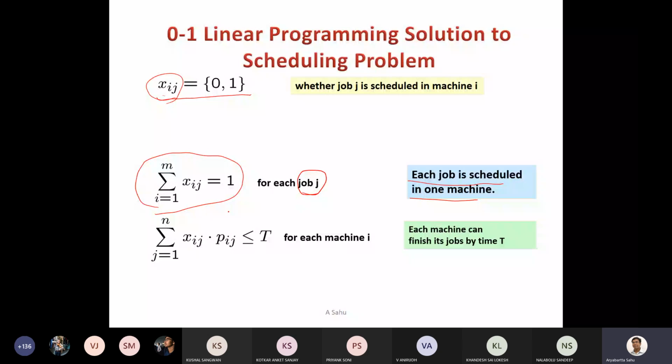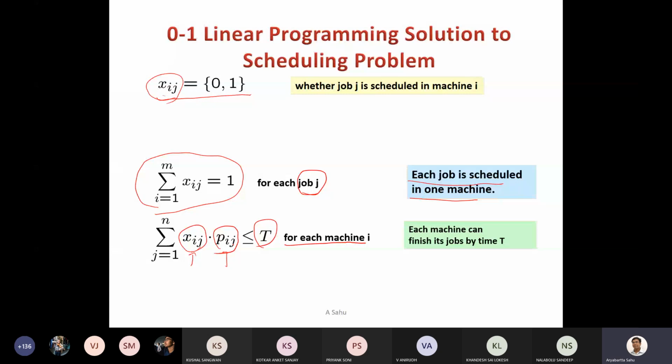What is xij? If the jth job is assigned to the ith machine, that means the ith machine has the jth job, then this will be 1, otherwise it will be 0. And this is the processing time, pij.